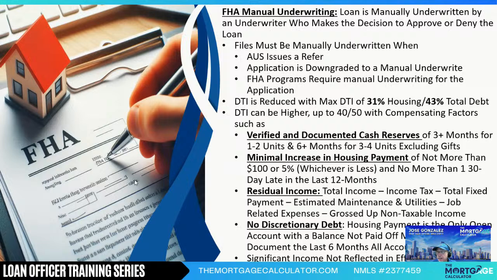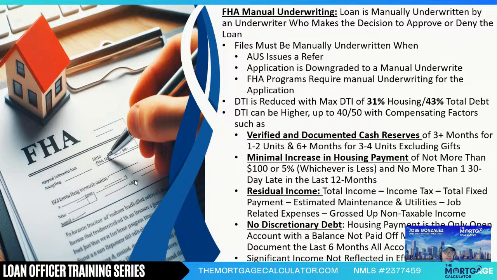However, as you can see there, the DTI is reduced when it's a manual underwriting where you're looking at maximum housing expense of 31% and maximum total debt expense of 43%. Total debt is housing expense plus other debt service. Now, the DTI can be higher, up to 40% housing expense, 50% total debt, with compensating factors.